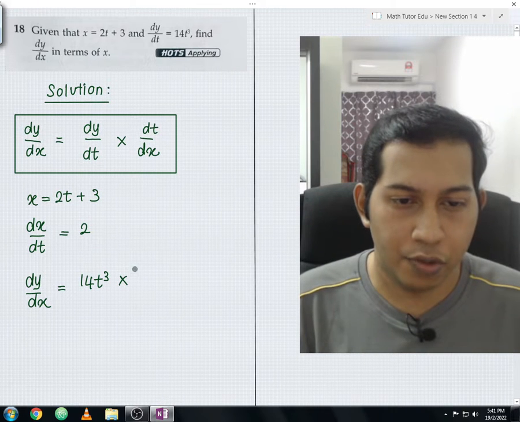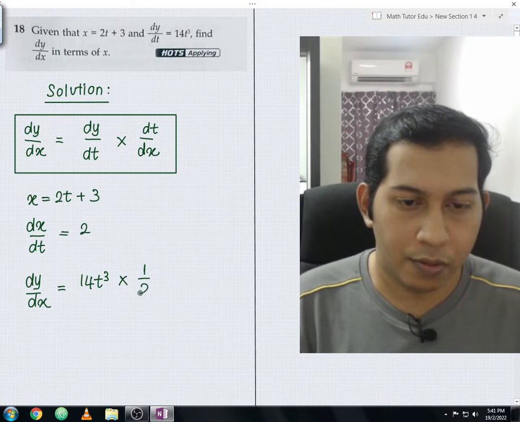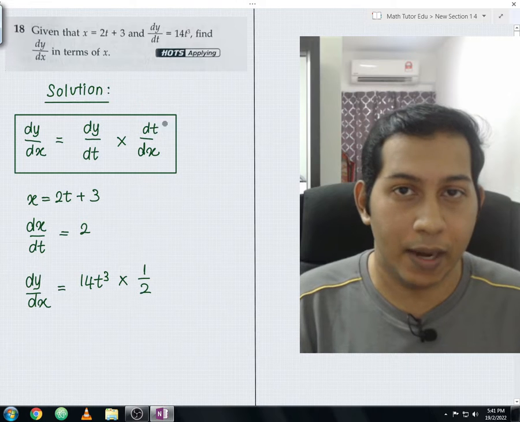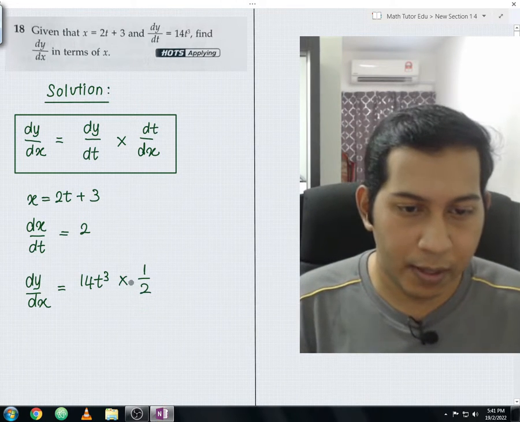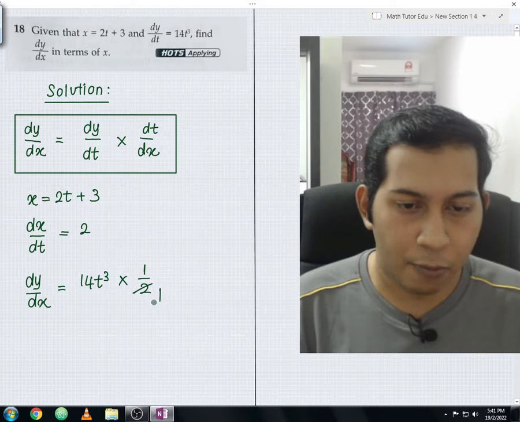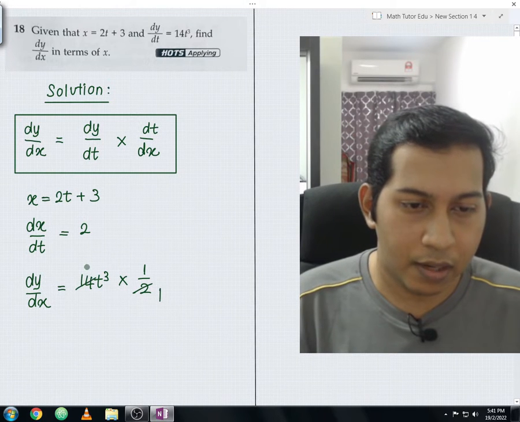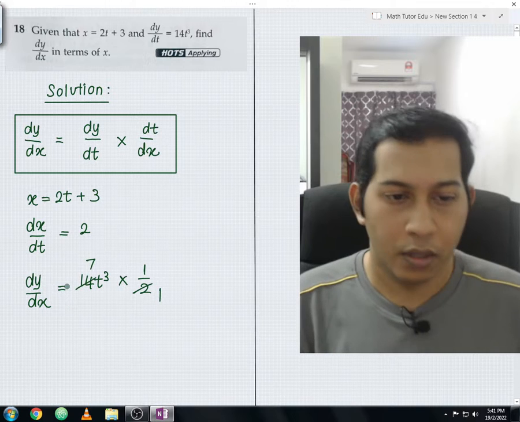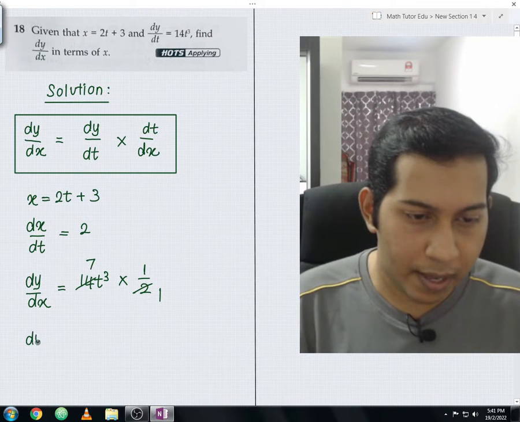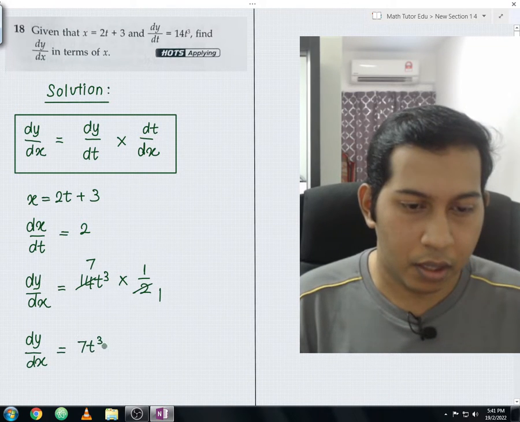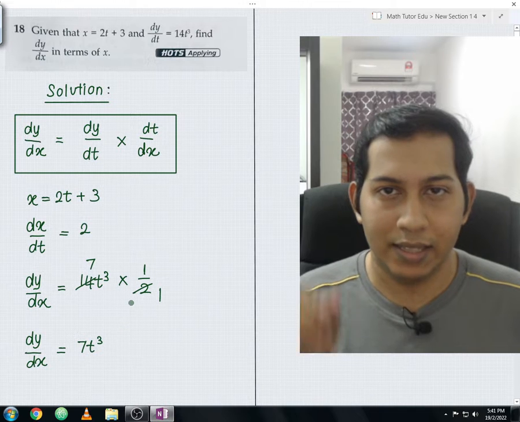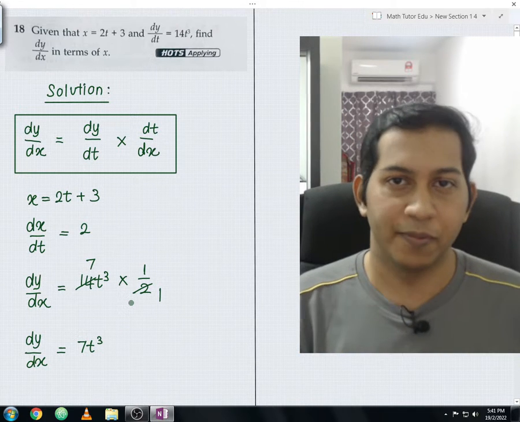Instead of writing 2, you should write 1 over 2, since we are dealing with dt over dx right here. So you write 1 over 2 in this case. From here the 2 you simplify, you get 1, and the 14 you simplify, you get 7. So dy over dx equals 7t cubed. And if you think this is the final answer, you are wrong. Why?